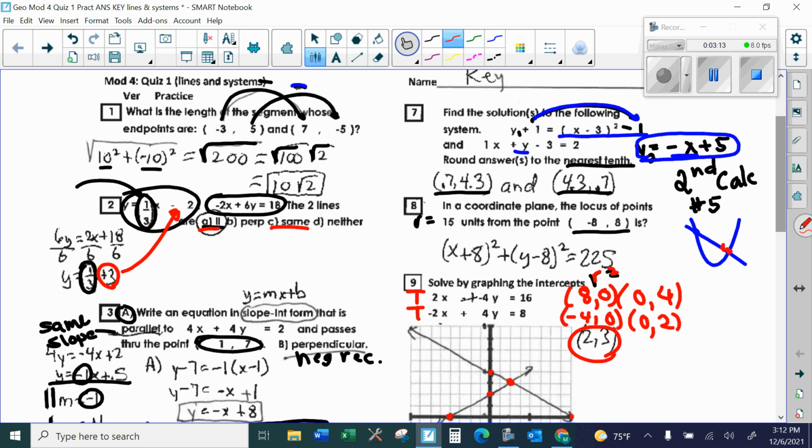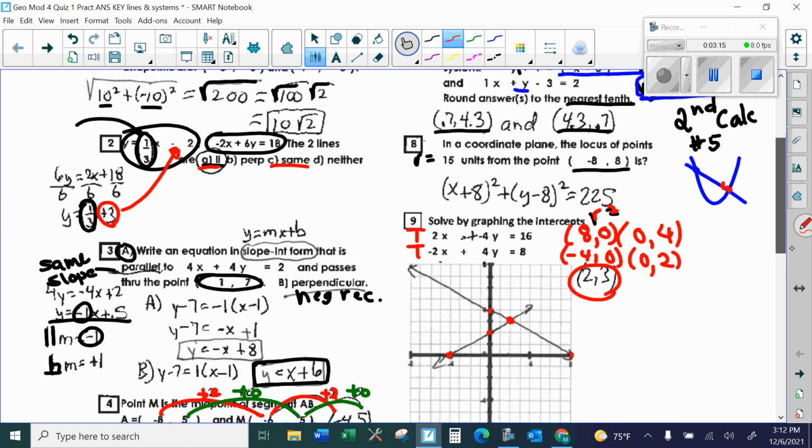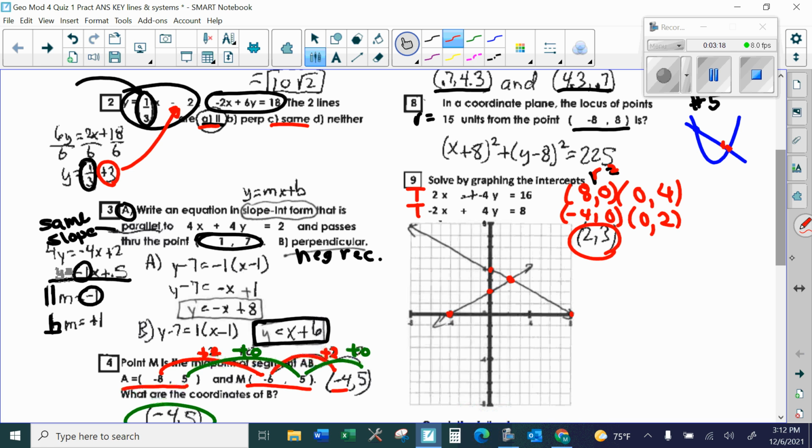Okay, number 3, we're going to write two equations: one that's parallel to this line going through 1, 7, and one that's perpendicular to that line going through 1, 7. Remember, perpendicular means negative reciprocal, so write it down. Then write the answer in slope-intercept form, y equals mx plus b. I first solve the first equation for y, and I get y equals negative 1x plus 0.5. So the slope's negative 1, so the parallel slope is the same, negative 1. The perpendicular slope is the negative reciprocal of negative 1, which makes it positive 1.